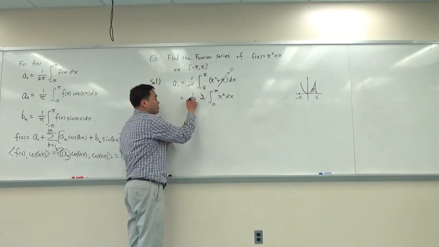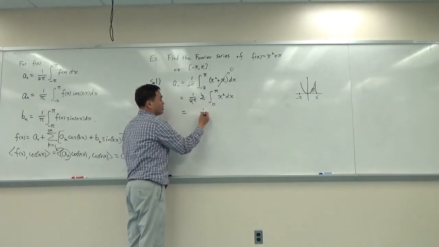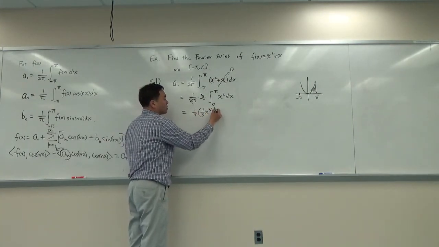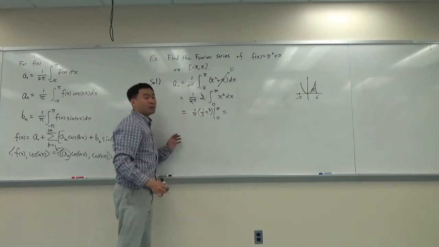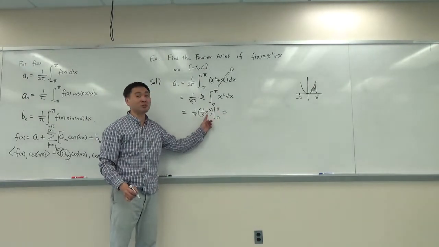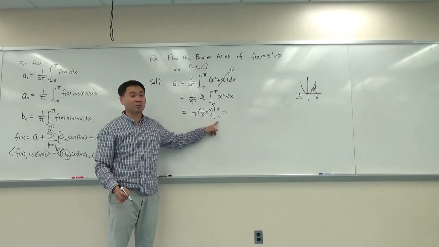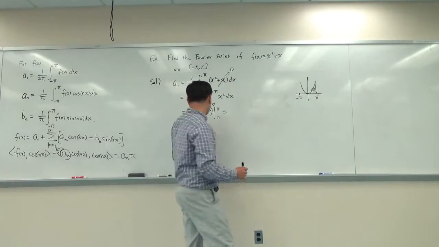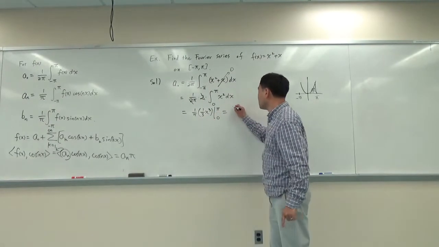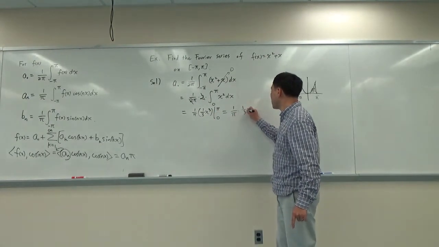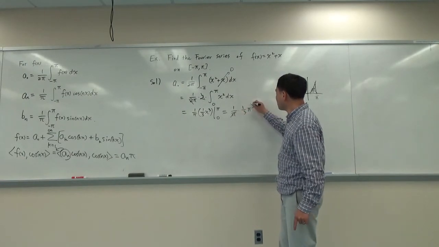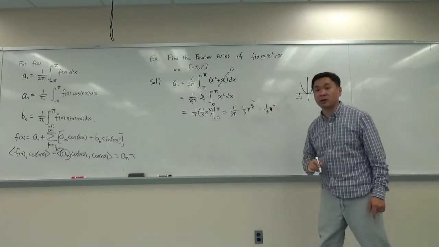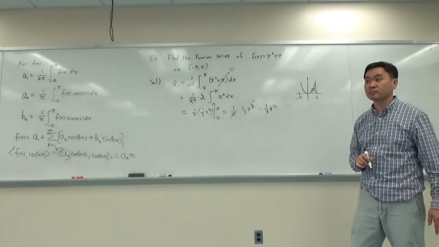All right, these two cancel. The antiderivative of x squared is 1/3 x cubed. And then you have to plug in pi and 0. See how nice it is? When you plug in 0, you get 0. So you don't have to worry about this. You only have to worry about the one endpoint. So it cuts your work down by half. Okay? When pi is plugged in, this is 1 over pi times 1/3 pi cubed. So pi and this one will reduce to 2, so it's 1/3 pi squared. That's your a_0. Okay?